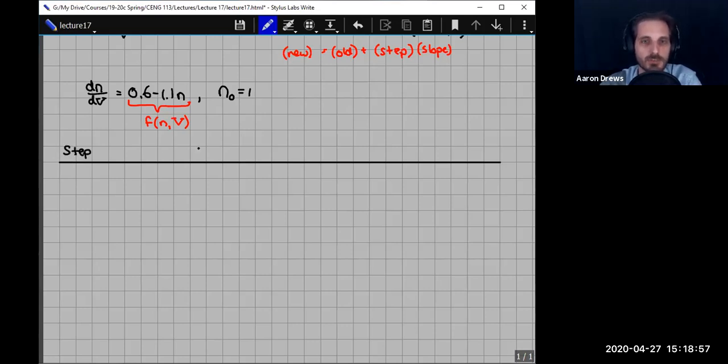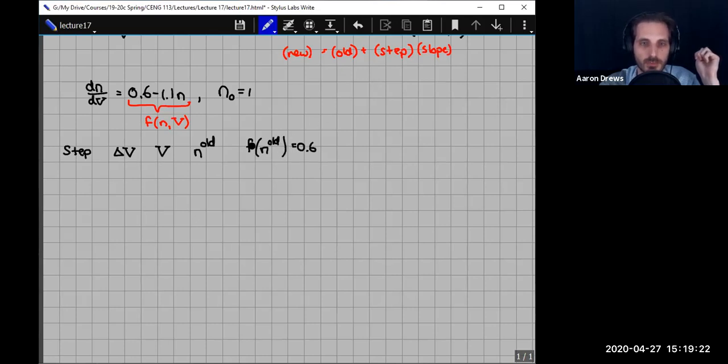So we're going to take steps. The size of the step will be delta v. And so as we go, we'll keep track of which v we're at. We'll move along the value of v a little bit. We'll keep track of the old value of n. We'll evaluate this function, f of n old, right? That is going to be equal to 0.6. I'm going to have to make this a little bit smaller. So f of n is 0.6 minus 1.1 n sub old.